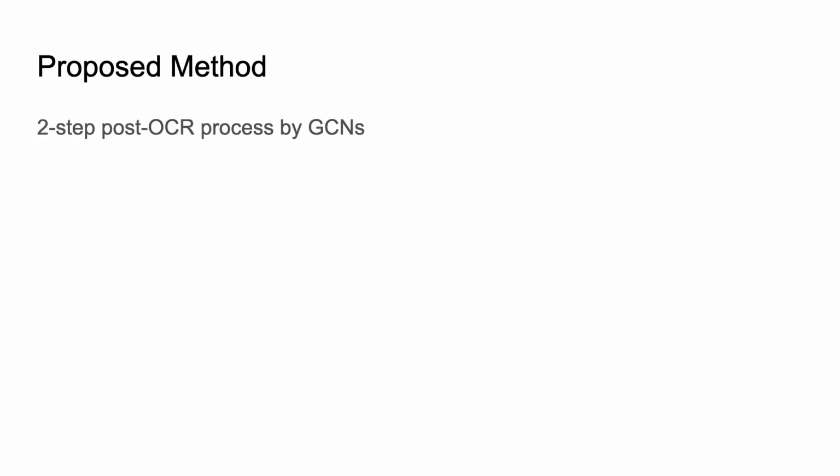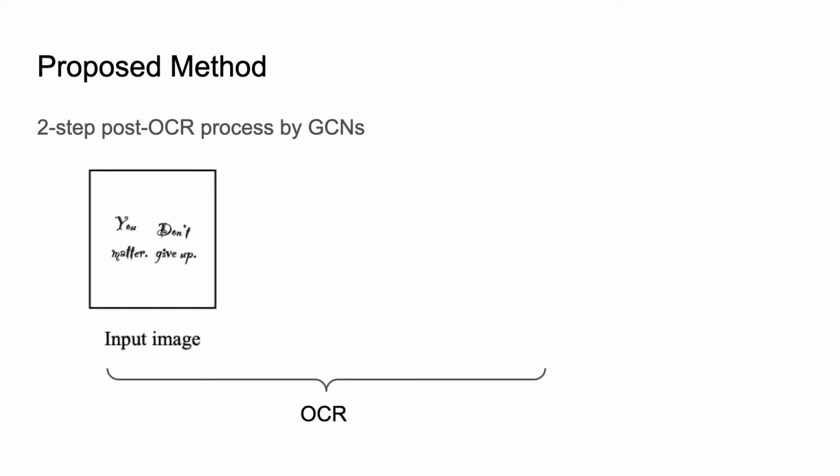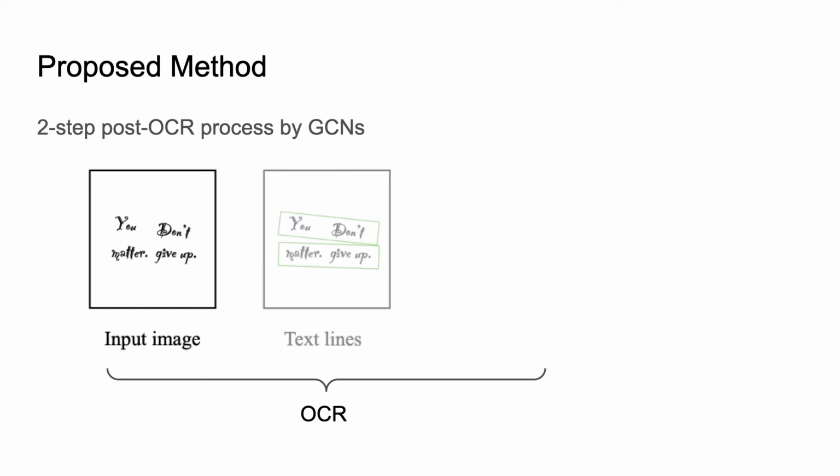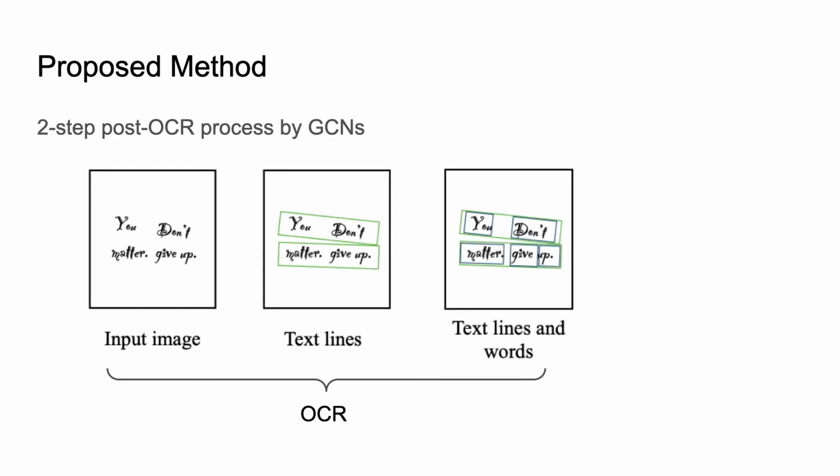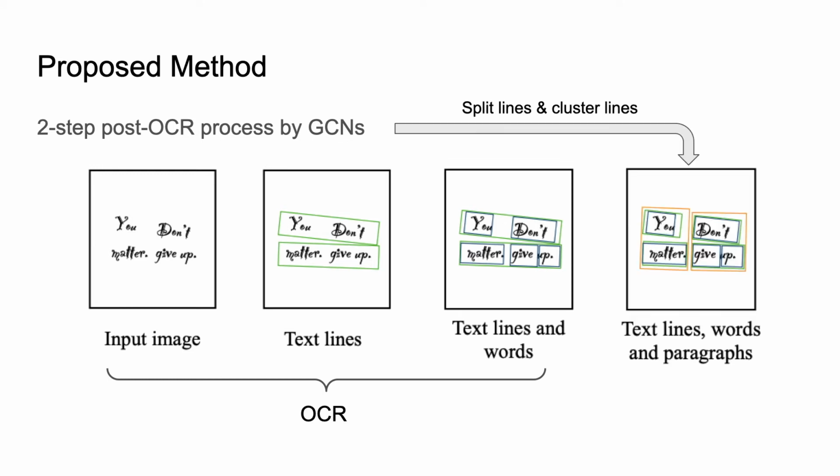So we propose a 2-step post-OCR process by graph convolutional networks, or GCN. First, the OCR will work on the image. The text detector will find the lines, and the recognizer will find the words. Based on this output, the 2 GCN models will first split the lines across potential text columns and then cluster the lines into paragraphs.